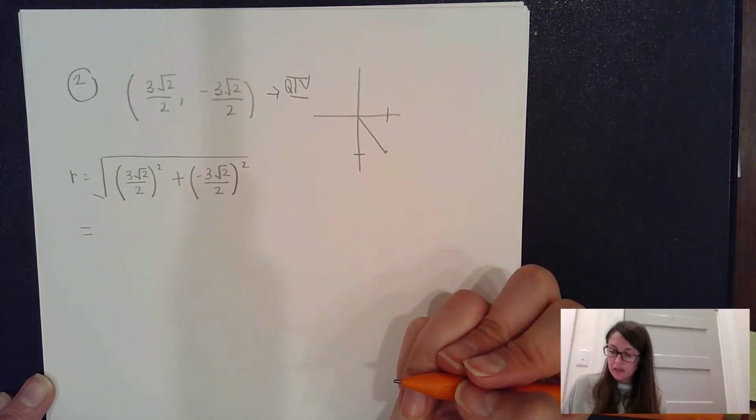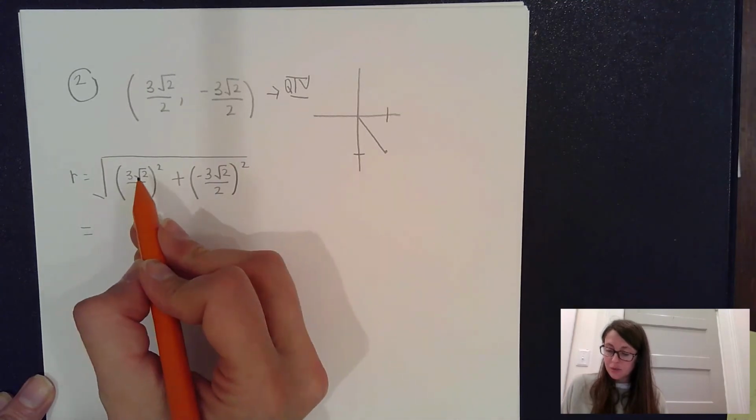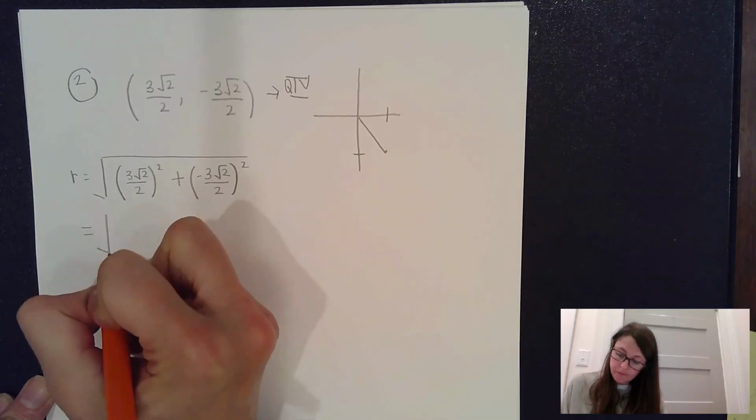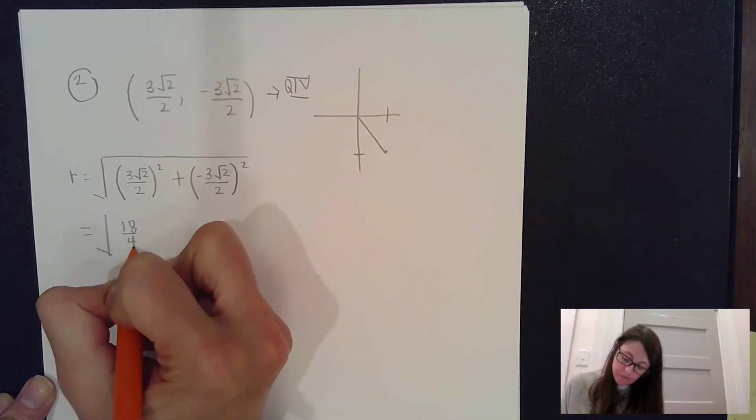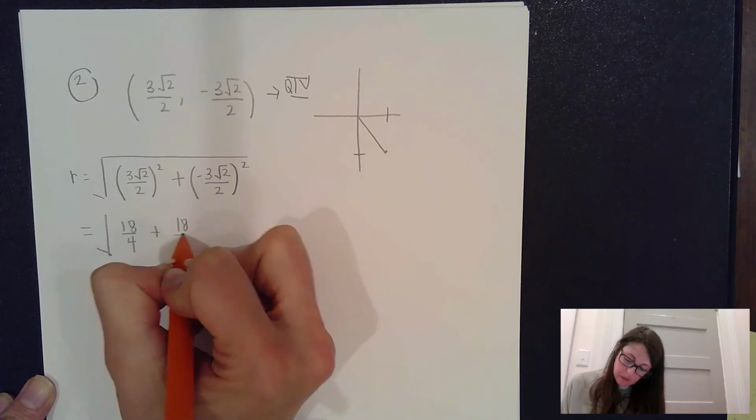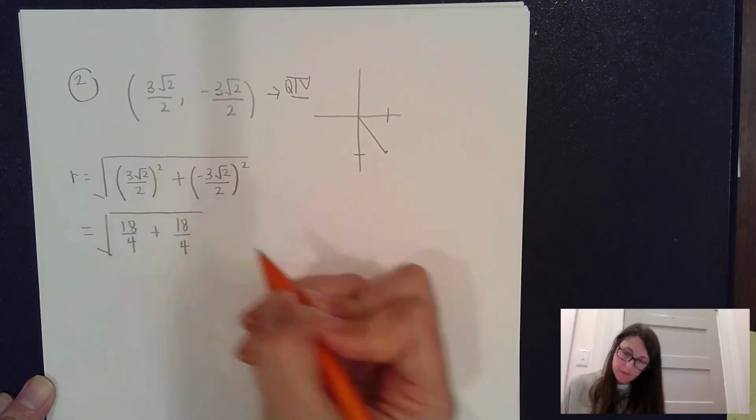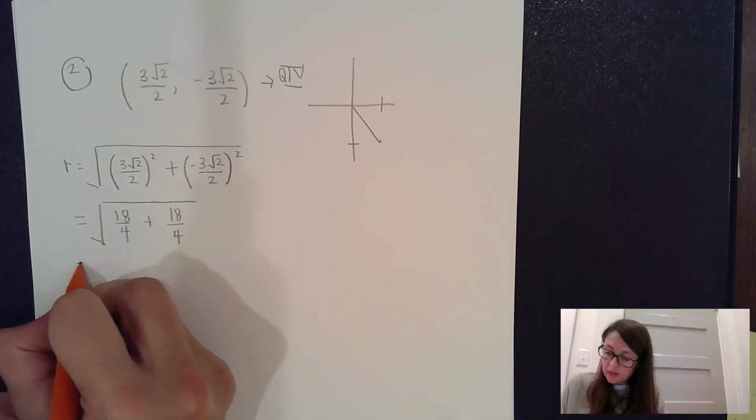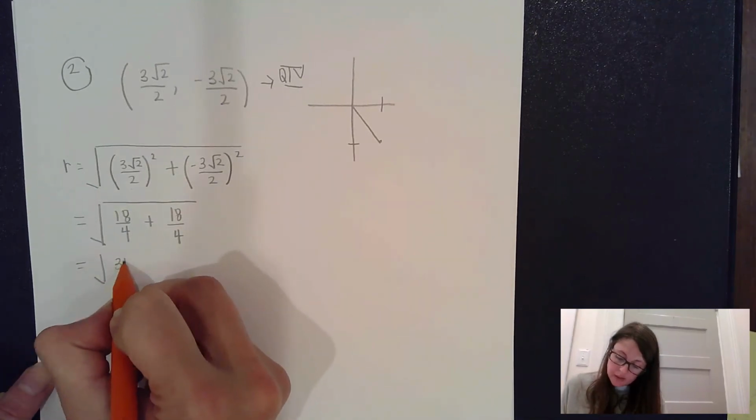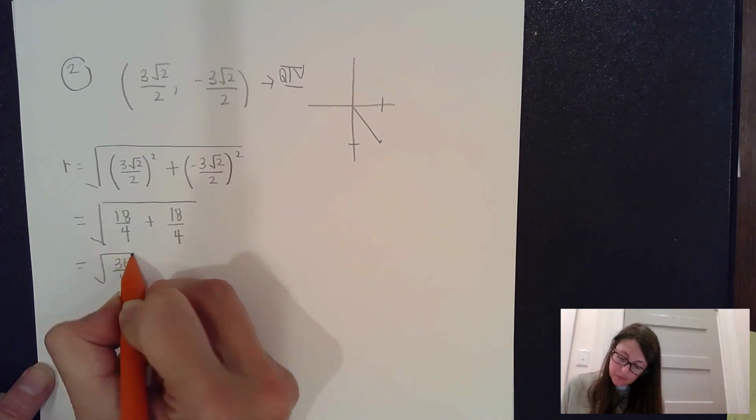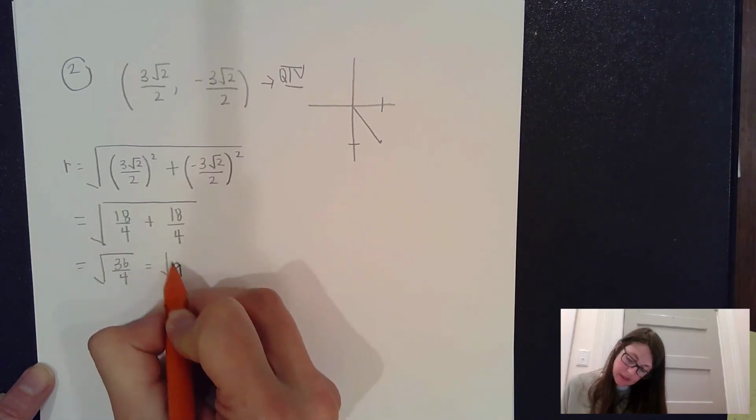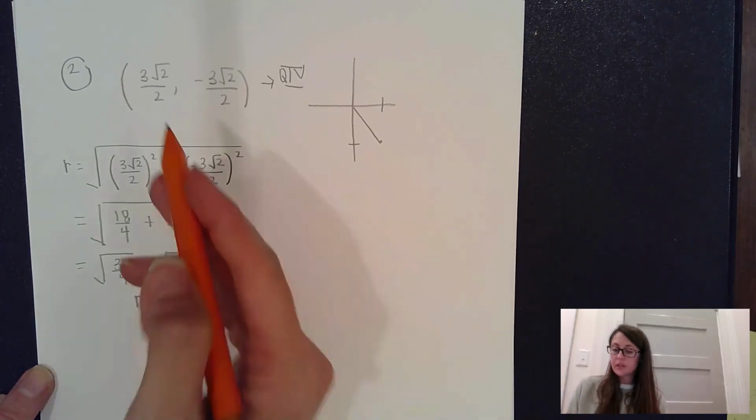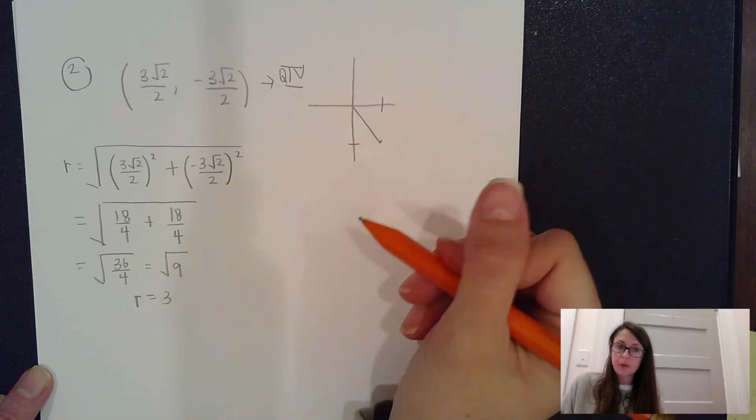So that is a 9 times a 2, which is an 18 over a 4. So 18 plus 18 is a what, 36? So this will be a 36 over a 4. So this will be the square root of a 9, and the square root of a 9 is just a 3. So that crazy number turned into a beautiful, just a positive 3.